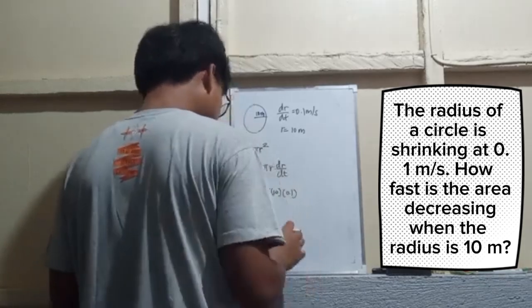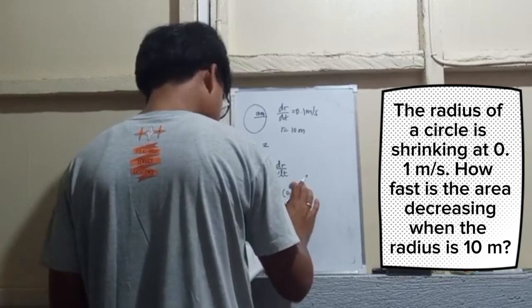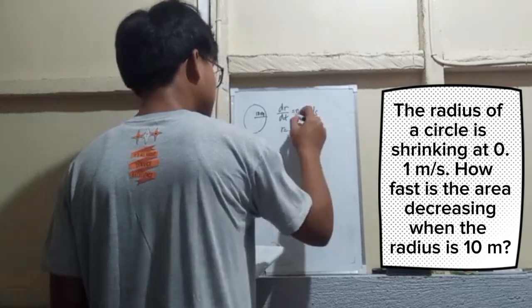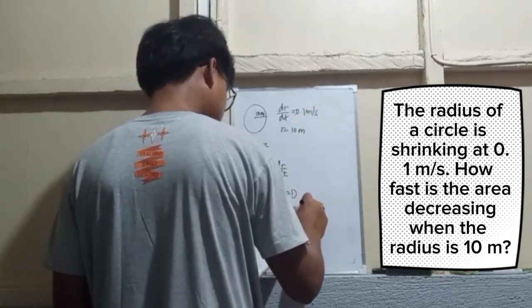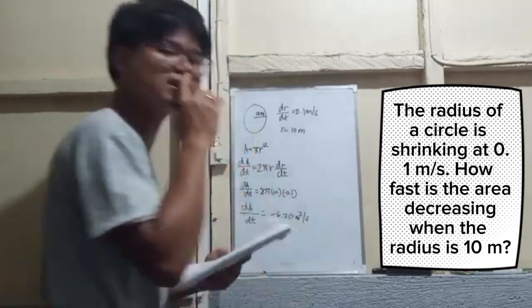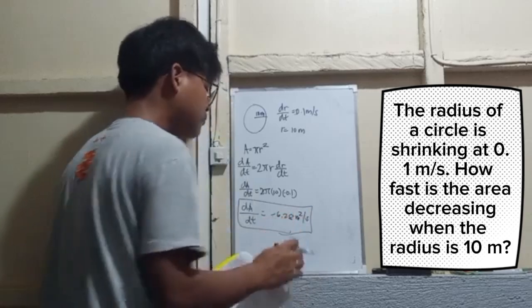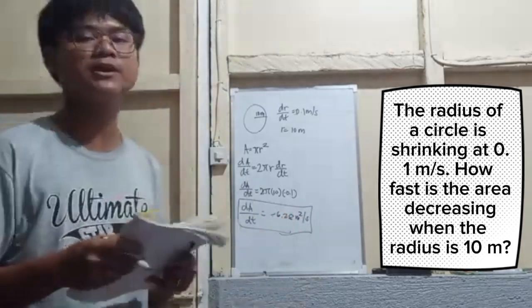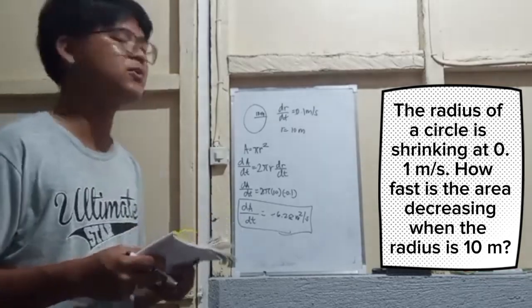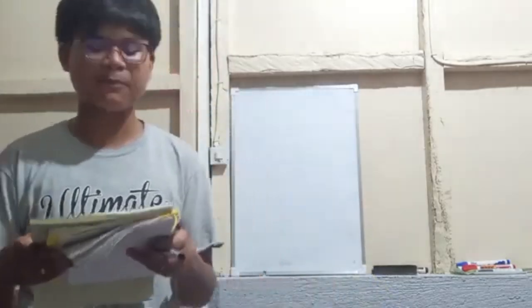We will now get the value of dA over dt of negative 6.28 meters squared per second, since it is decreasing. So now we have the final answer of the rate of the area of the circle as negative 6.28 meters squared per second. So we'll proceed to the next problem.